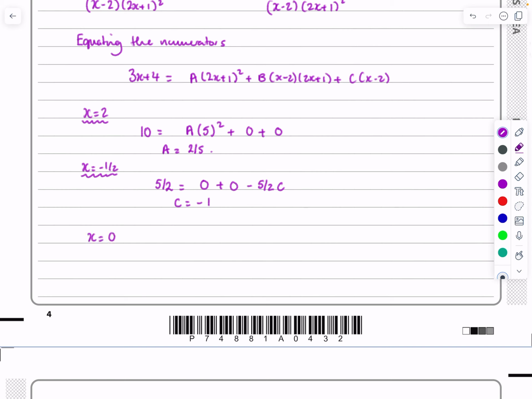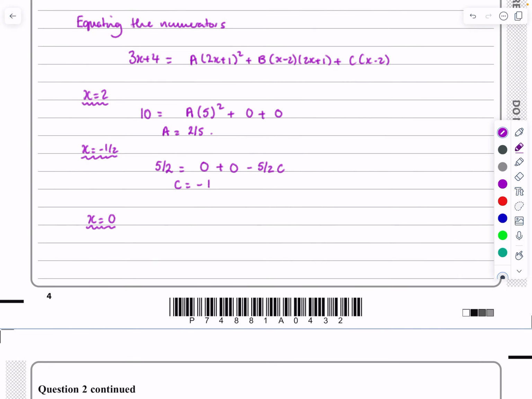But if we choose x equals 0, I just think that's the easiest thing to substitute in. So I always tend to go with x equals 0 if I can, because that's going to give me 4 on the left-hand side. And then I've got a times, well, if x is 0, I've got a times 1 squared. Well, that's just a.